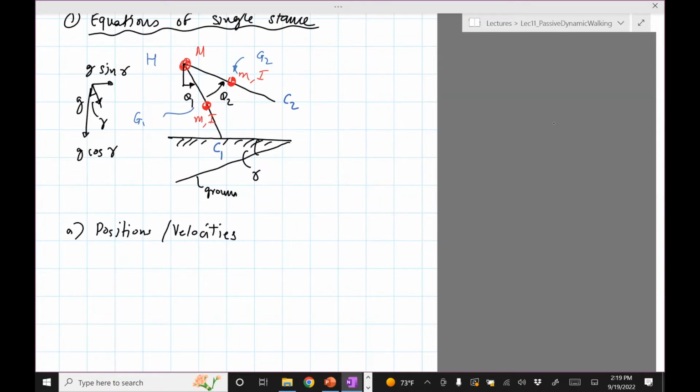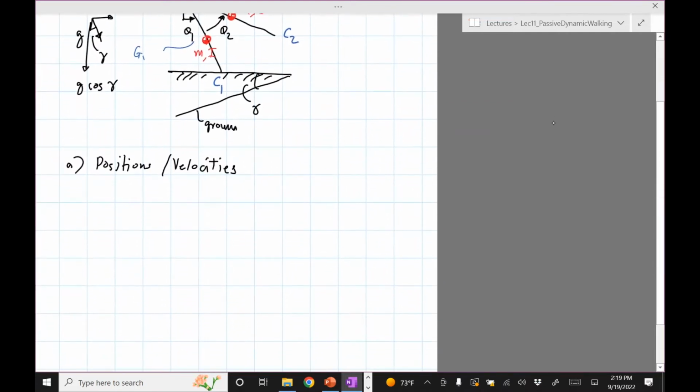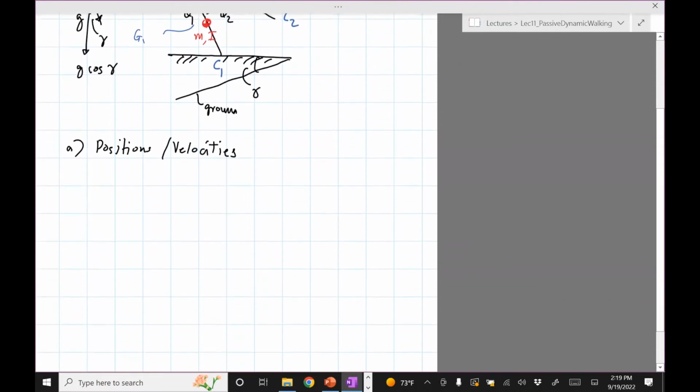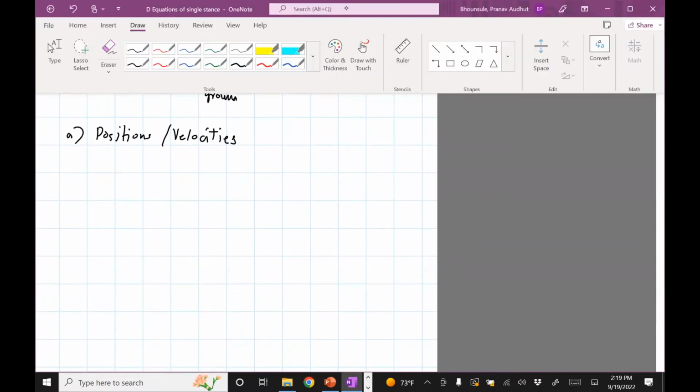Okay, now before I can write positions, I need to fix frames, right? That's the thing we've been always doing. So let's fix frames, and then we'll use that to write the equations.